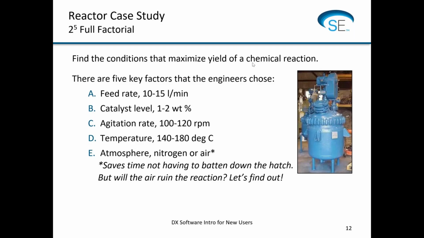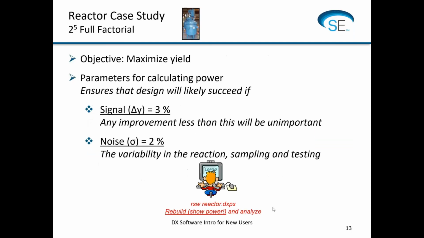So we want to maximize the yield of a chemical reaction. And I'm looking at 5 different factors. I've got feed rate, catalyst, agitation, temperature, and in the headspace of the reactor, I can either have just air, or I can go through the bother and expense of inerting it by putting nitrogen in the top of the reactor. Okay, so we want to find out the impact of those 5 factors.